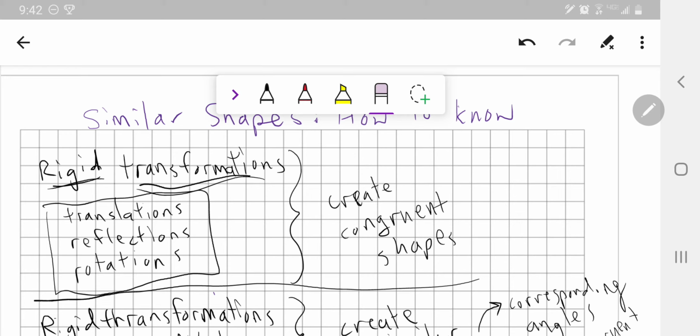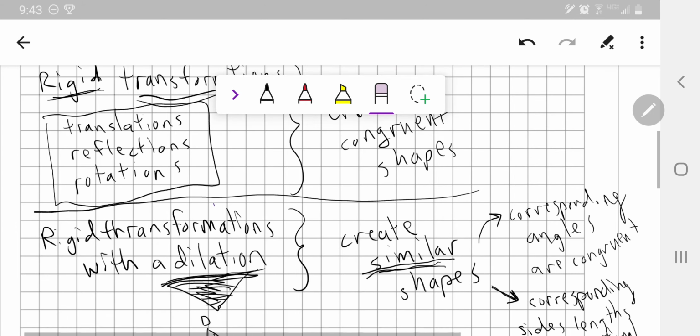We get congruent shapes. All right, so exactly the same. Corresponding angles are congruent, and all the corresponding side lengths are exactly equal to each other. So translations are slides, reflections are flips, and rotations are spins. And that just keeps the same shape, just puts it in a different position.